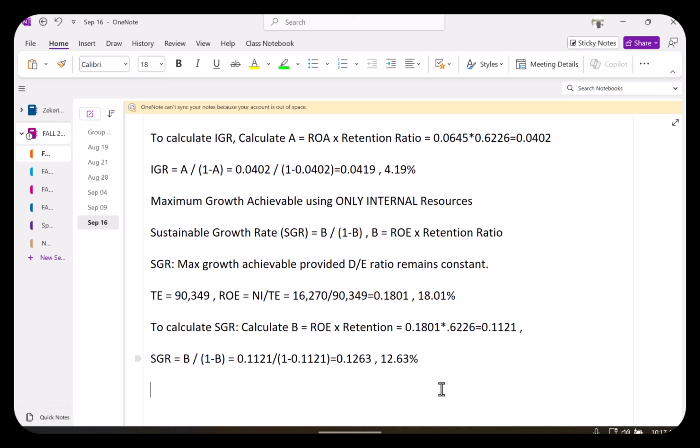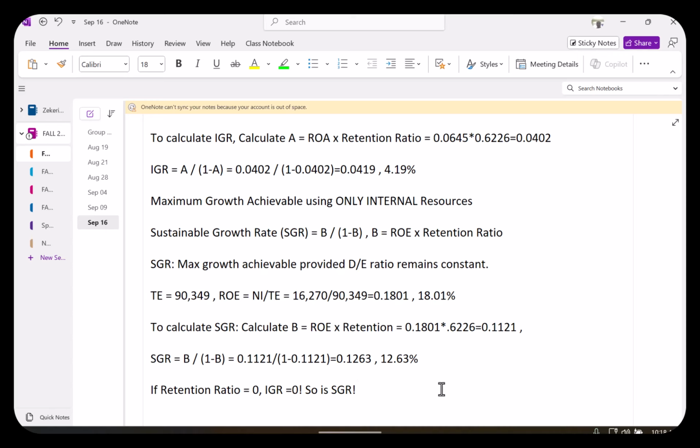That doesn't mean you're not going to grow. You can grow if things like ROA change, but we're assuming that ROA is going to remain constant. So if retention ratio equals 0, IGR equals 0, you have nothing to grow with. Okay. Oddly enough, so is SGR.